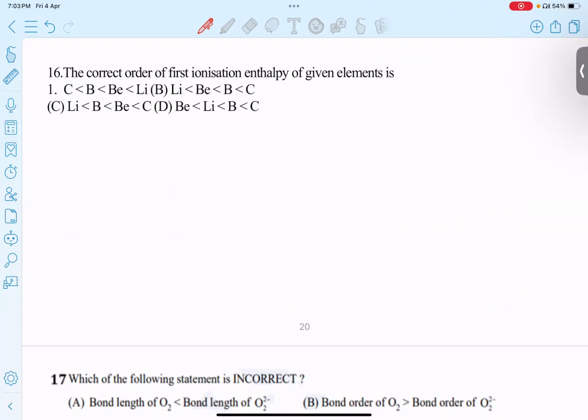Question number 16. The correct order of first ionization enthalpy of the given elements is. The elements given in option A are carbon, boron, beryllium, and lithium. These all belong to the second period of the periodic table: lithium, beryllium, boron, carbon, nitrogen, oxygen, fluorine, neon.